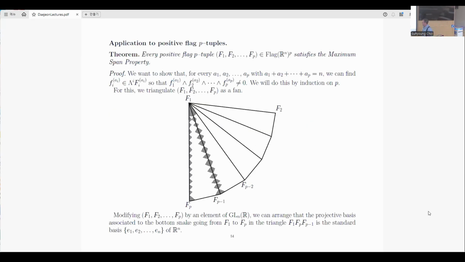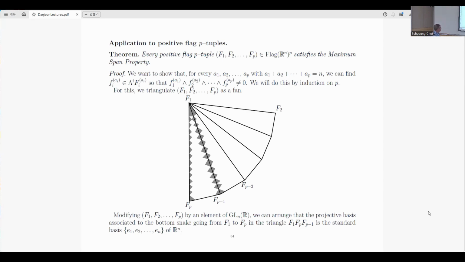Okay, so, application to positive flag tuples. I'm going to use this to prove that every positive p-tuple of flags satisfies the maximum span property. So what does that mean? That means that we want to show that you give yourself dimensions adding up to n, you create these exterior powers, and that should be non-zero for some choice. It's enough to do it for some choice of non-zero elements in the exterior power.